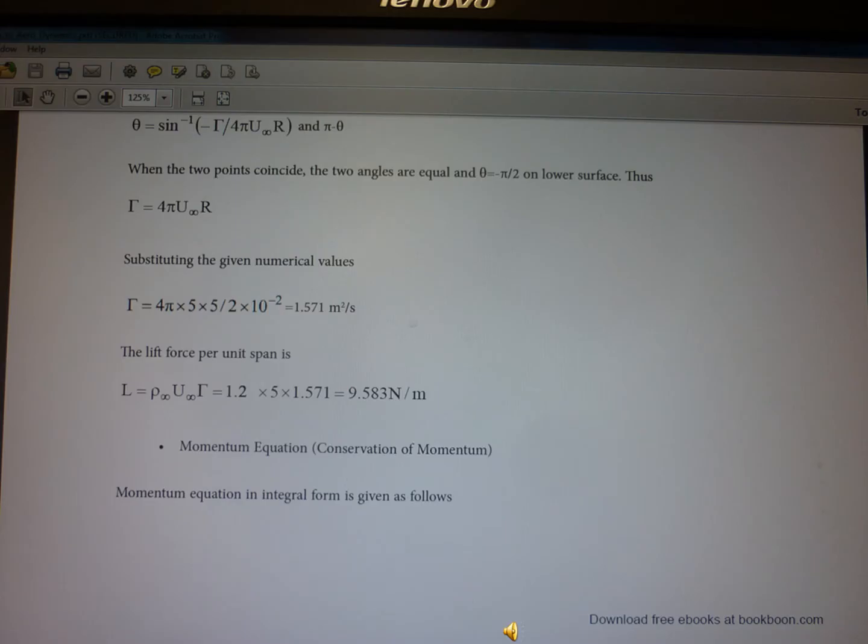Continue to solve the equation. In this case, L is equal to rho infinity u infinity tau. So 1 by 2 multiplied by 5 multiplied by 1.571. So 9.583 Newton per meter.